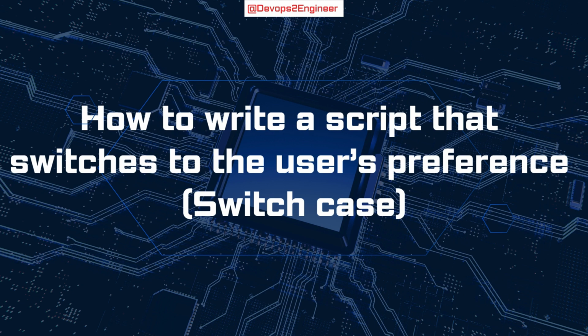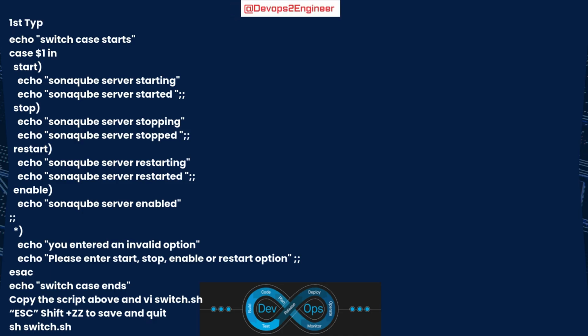Now we're going to do how to write a script that switches to the user's preferences. This is a switch case scenario. So first, you're going to type all the groups below into Sublime Text or a Word document. Echo switch case starts, case $1 in start. So if someone says sh the file name start, then echo SonarQube server is now starting.